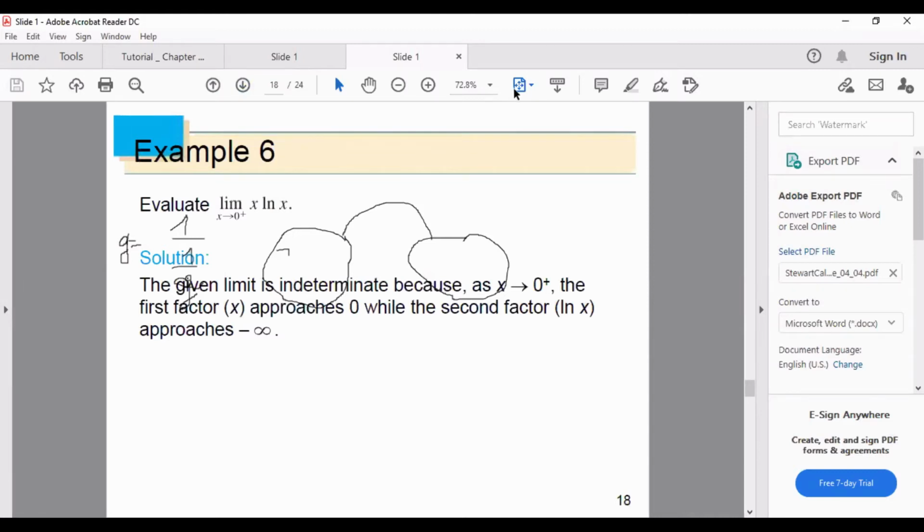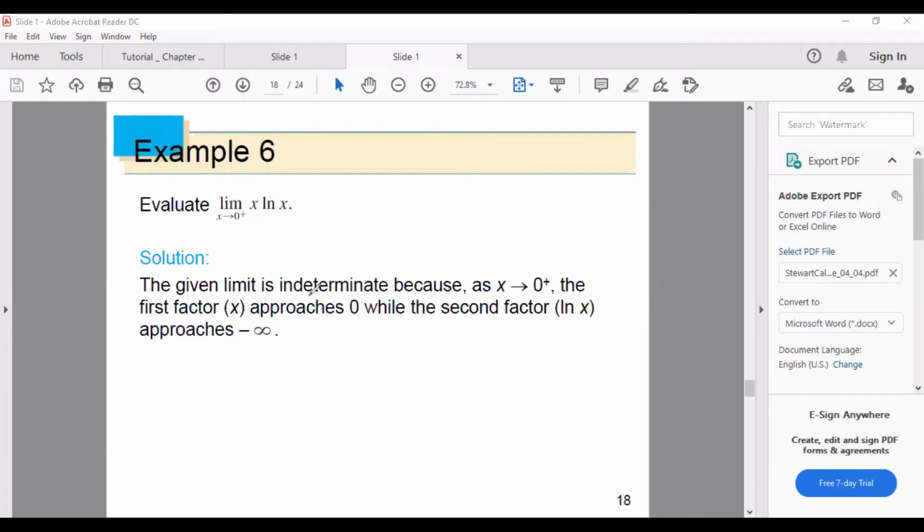This is the first example. For the first example, as I said, we have a product here. Is it a hard limit or not? The answer is yes, because the first limit goes to 0, and the second one goes to infinity. This one goes to 0, and this one goes to infinity. Why? Because when we evaluate the natural logarithm of something small, it becomes large. And with the limit of x equal to 0, we have 0 times infinity. That's why it's a problem.